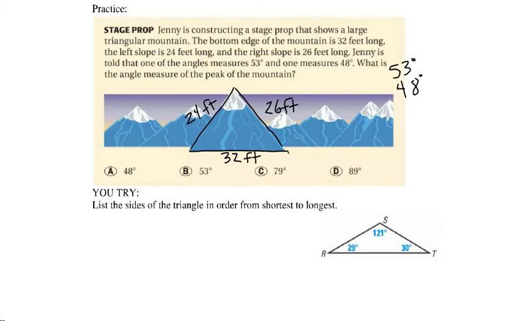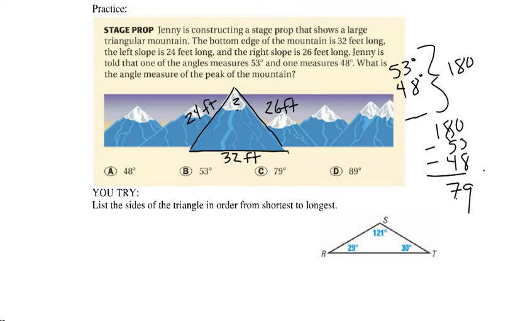Okay, so first we need to find out what the missing measure is of the angles. If you remember, all three angles need to add up to be 180 degrees. So if I take 180 and I subtract out the 53 and the 48 that we already have, then our missing angle is 79 degrees. Now we need to compare: the longest side over here, my 32, needs to be across from the largest angle. So that means that this angle right here has to be 79 degrees.